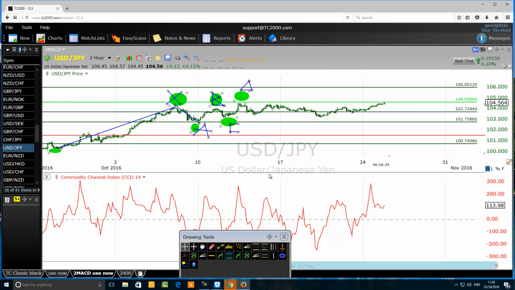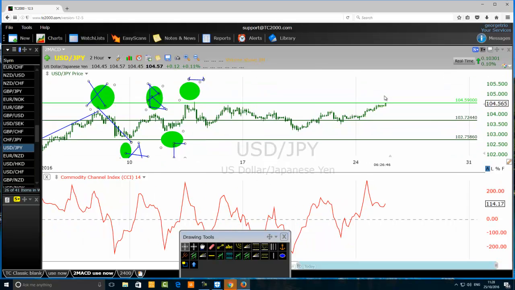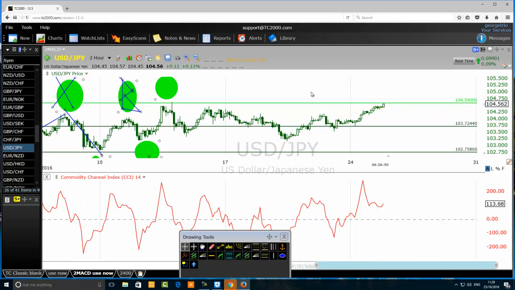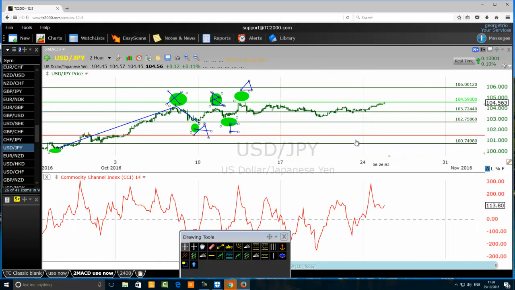Now, talking about Fibonacci ratio. You see that the price is going up. It was before 104.55. Now it's 104.56. It's going up. So soon my order at 104.59 will be filled. But I'm trying to explain to you why I want to buy the US dollar yen.